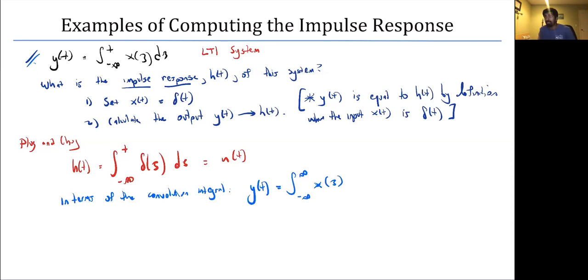x of tau times the impulse response, right? What was the impulse response? Well, the impulse response is right here. It's u of t. So now this would be u of t minus tau d tau, okay? And this, it turns out, is actually equal to the integral from minus infinity to t of x of tau u of t minus tau d tau.